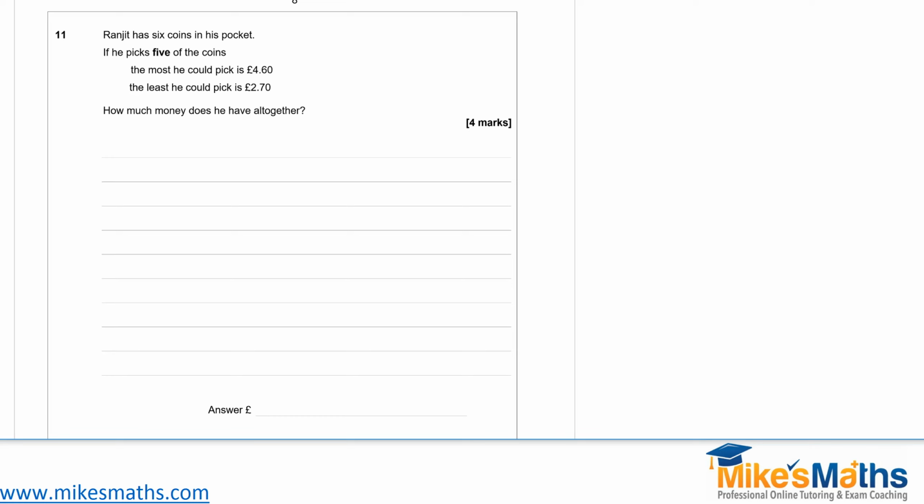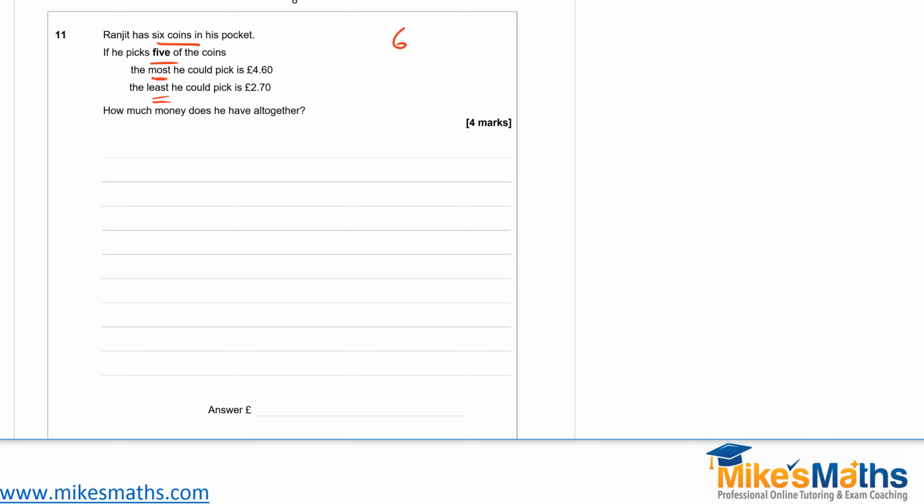It says Ranjit has 6 coins in his pocket. If he picks 5 of the coins, the most he could pick is £4.60, and the least he could pick is £2.70. How much money does he have altogether? Well, that sounds a bit complicated, doesn't it? So the first thing is deep breath and just probably read it again.